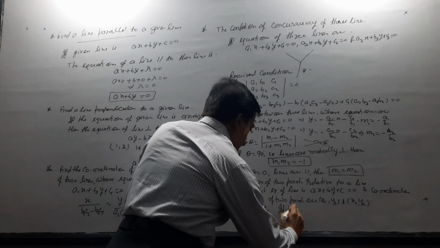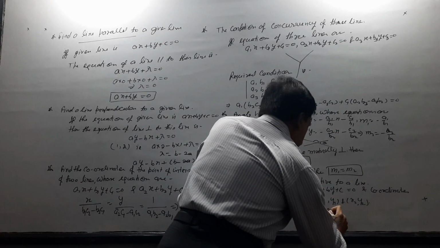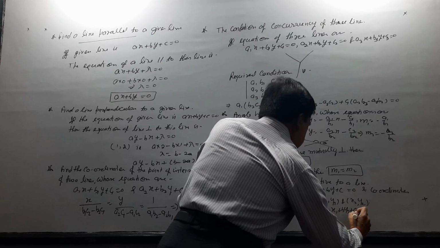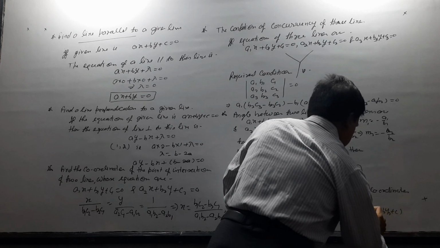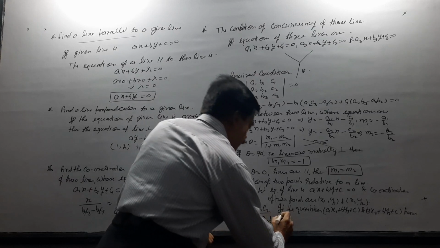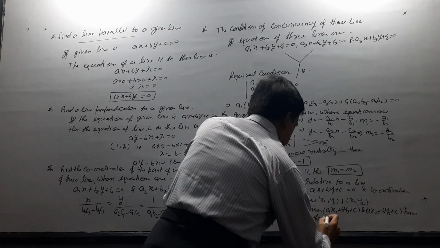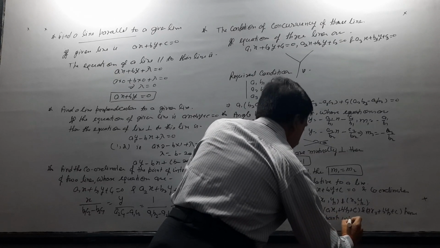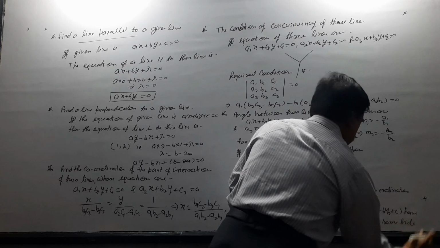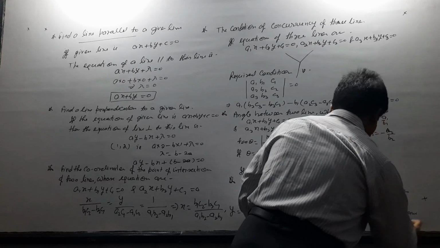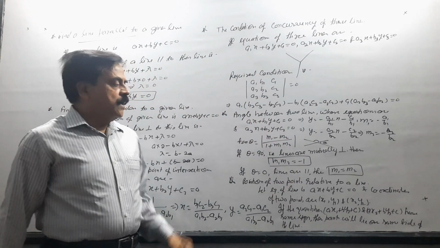If the quantities ax1 plus by1 plus c and ax2 plus by2 plus c have the same sign, then the points will lie on the same side of the line, and otherwise they will lie on different sides.